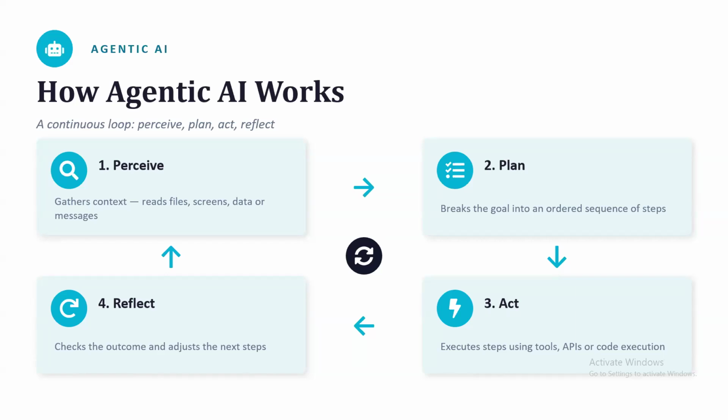In the planning, it breaks the goal into the minimum ordered sequence of steps, and acting executes the steps using the tools, API or code executions, and reflects, checks the outcome and adjusts the next steps.